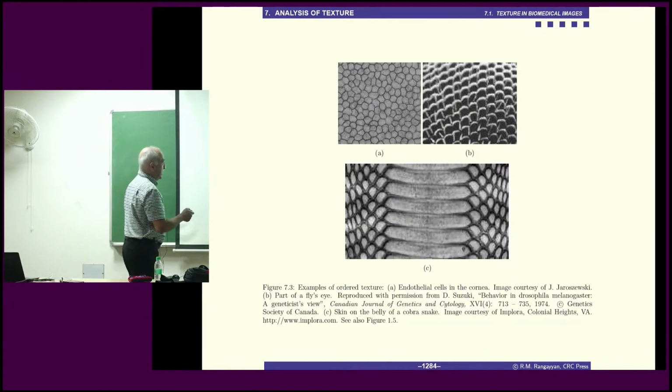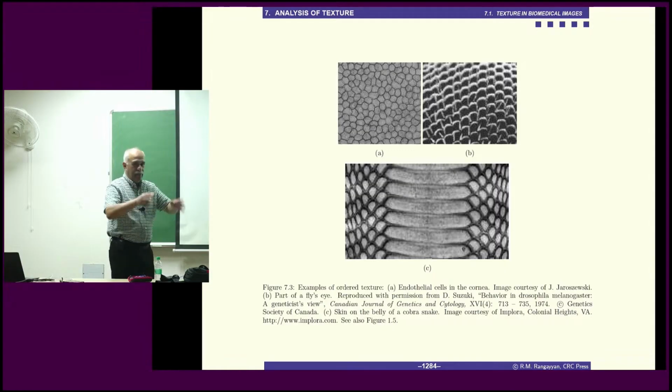Periodic, this is endothelial cells in the cornea. This is part of a fly's eye. Each one of them is an eye of the fly. And this is the belly of a cobra. This is periodic. That is sort of periodic by itself, but a different pattern.